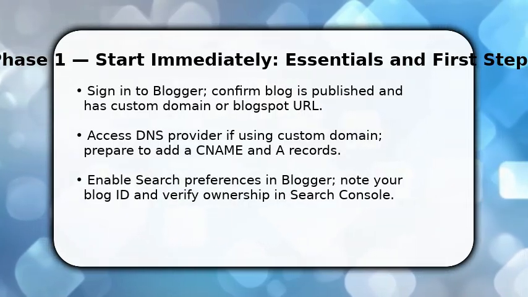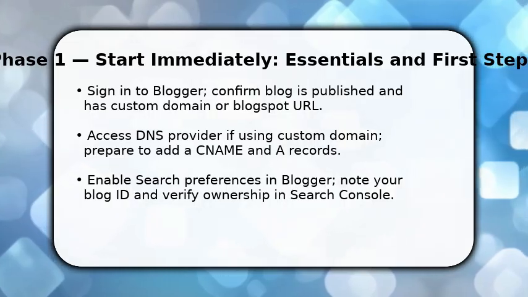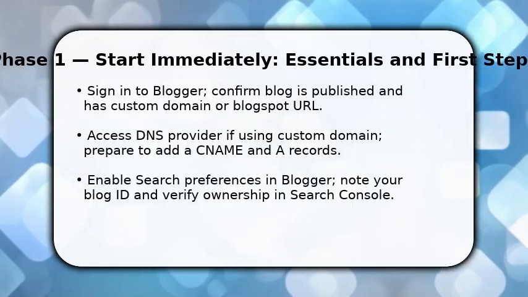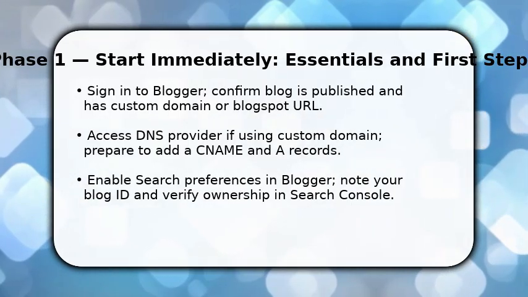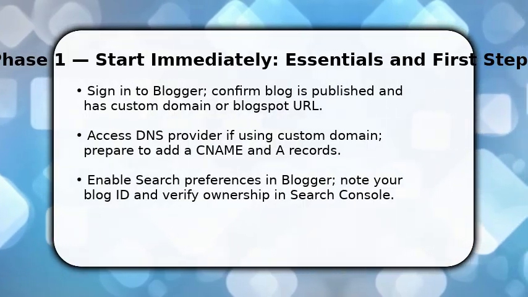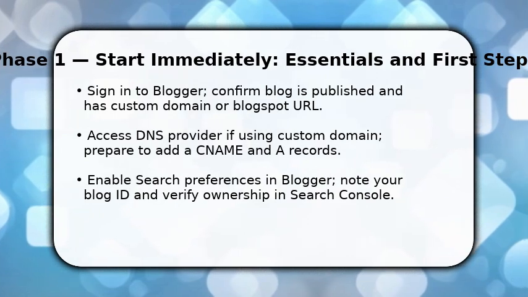Add your property now. If you use a custom domain, switch to your DNS provider and be ready to add a CNAME for verification and A records for route mapping. Make sure you can edit both Blogger settings and DNS. This is the first actionable step you need to complete.